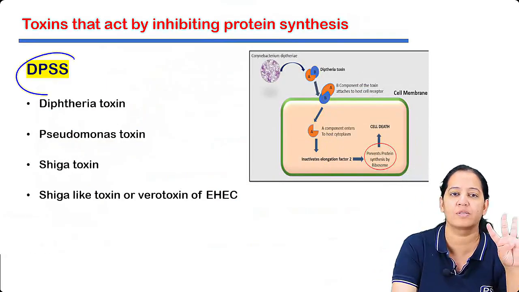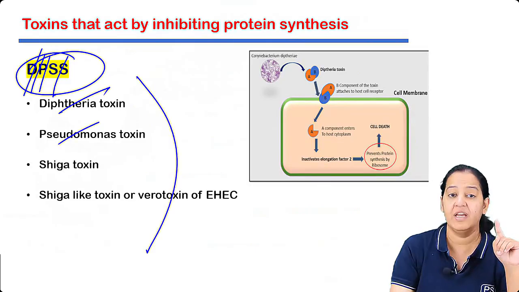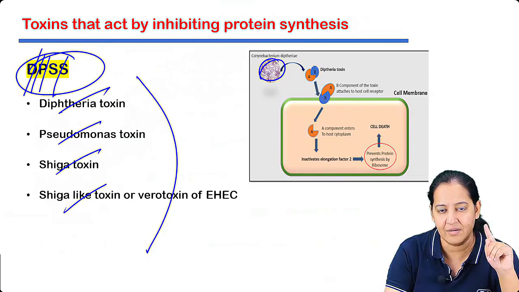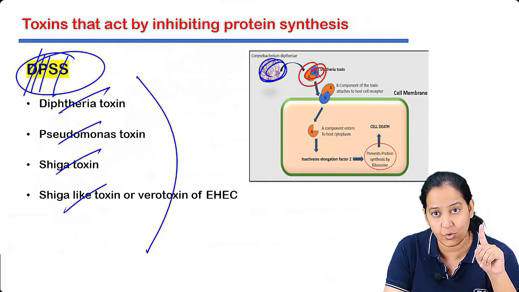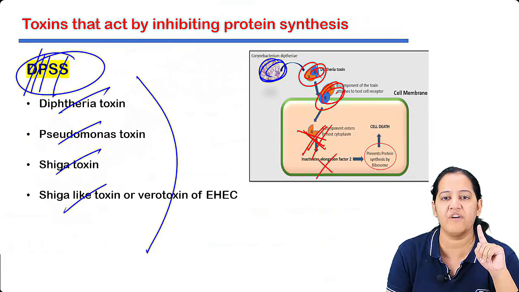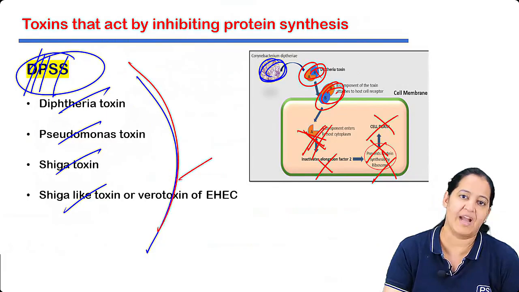These are the 4 toxins. Delhi Private Secondary School. है ना? Diphtheria, Pseudomonas, Shiga-like. They inhibit. You can see the bacteria is not going. The toxin is going in the human cell. The toxin is inhibiting elongation factor 2. No elongation factor 2, no ribosome, no protein synthesis, cell death. So these 4 act by this mechanism.